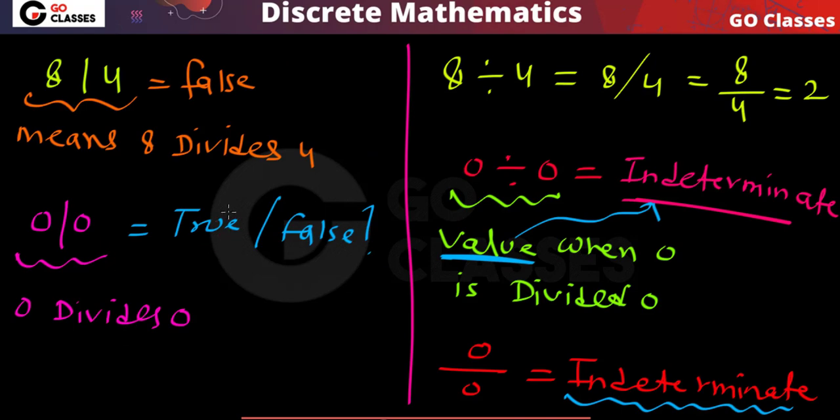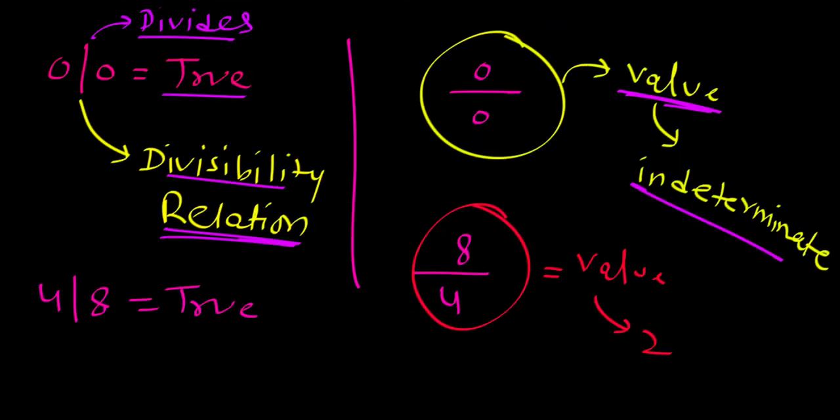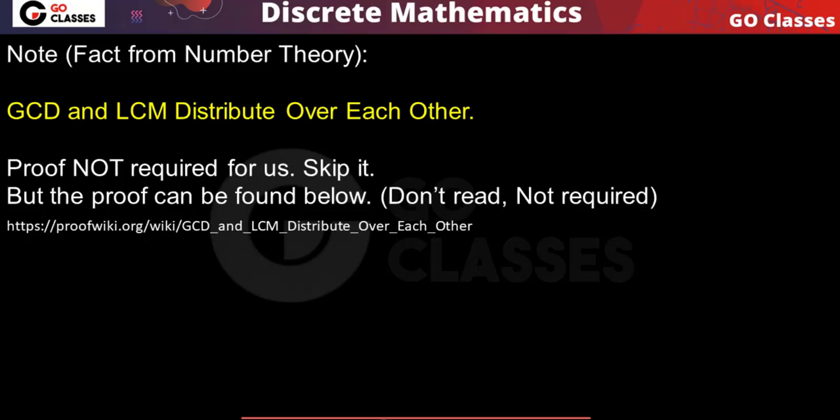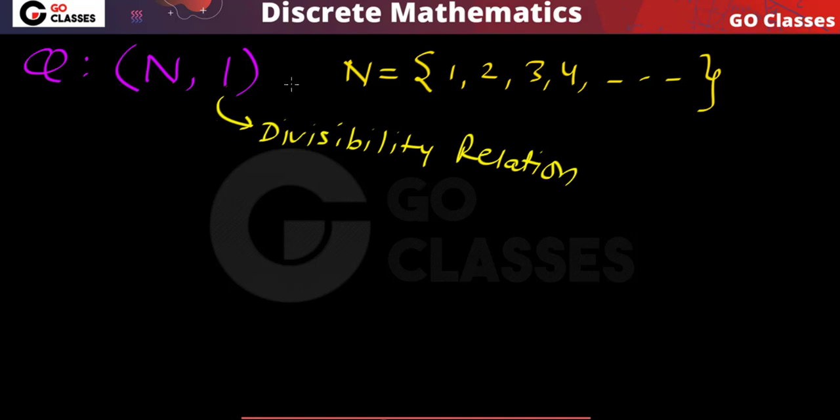Okay, so can I say 0 divides 0, true or false? And the answer is true. 0 divides 0, that is true. Okay, so if this concept is clear, then let's do the analysis of this. We have the set of natural numbers, and this is the divisibility relation. So this is your divisibility relation. Okay, so this is the set of natural numbers.